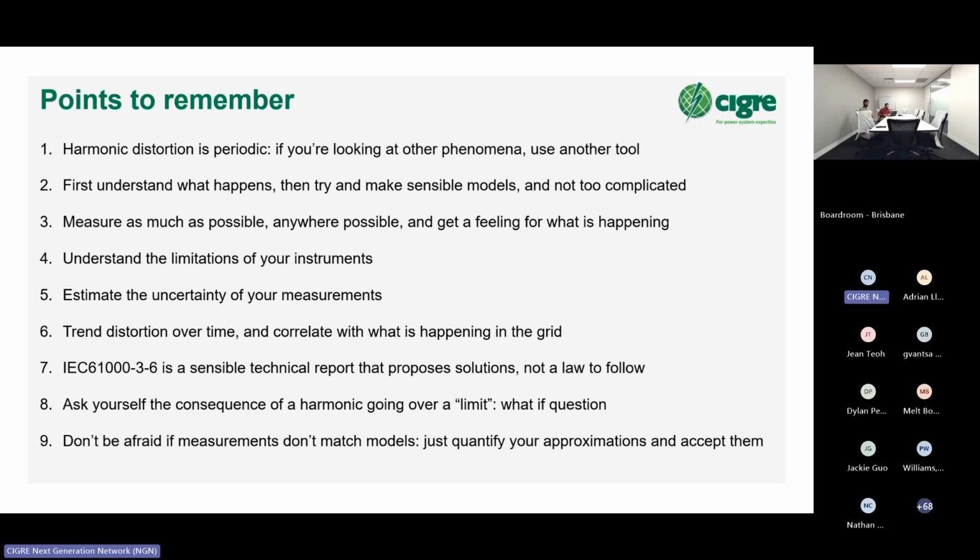And then at the end, don't be afraid if the measurements do not match the models, but quantify your approximation. Look at the uncertainty and see if it is okay or not, if you can work with that or not.